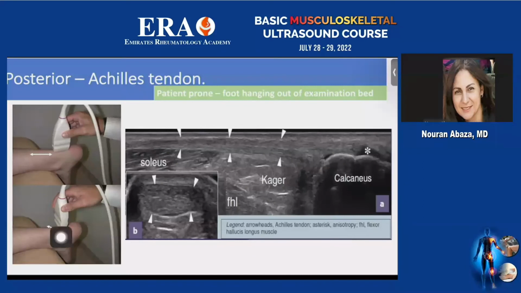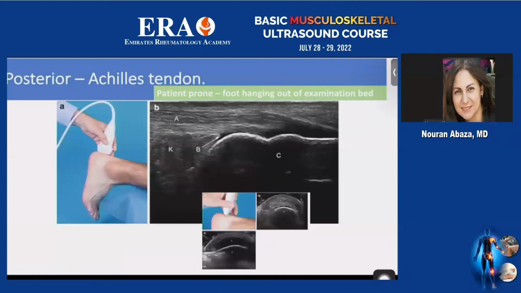Also, you can rotate your probe transversely to see the Achilles tendon in a transverse manner and measure its dimensions. Usually, the thickness of the Achilles would be 6.1 millimeters on average.